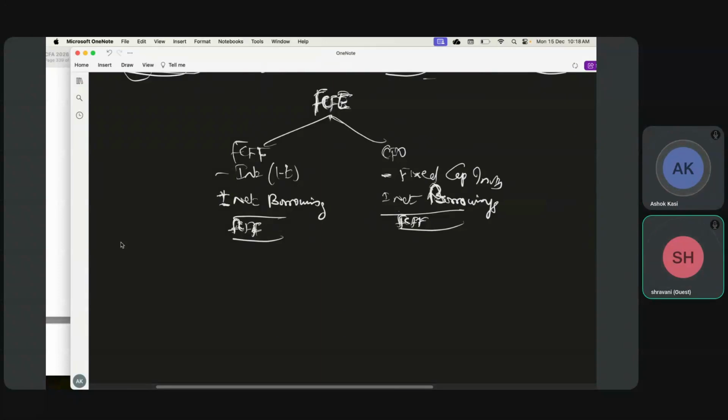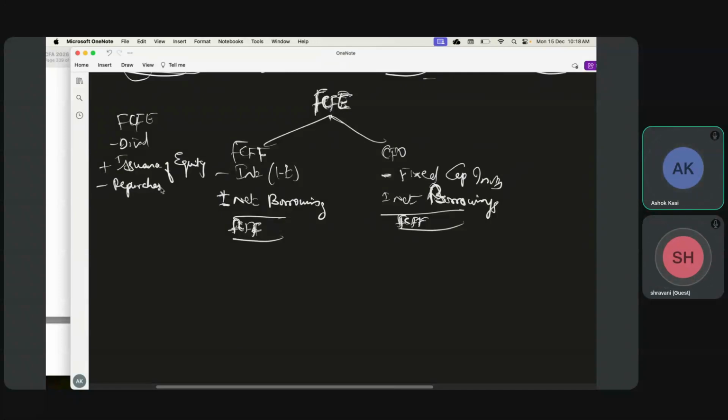Yes. You can add one more also, like from FCFE, if you pay dividend and then plus issuance of equity. Issuance of equity means more cash is coming in, or minus repurchase of equity. So this will give you net change in cash.